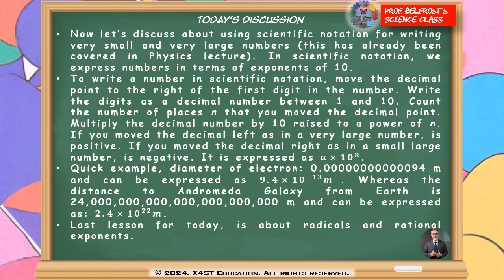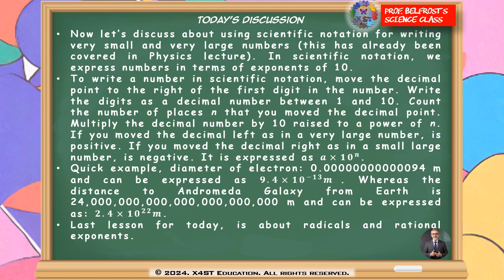The rule is that if you move the decimal left, as in a very large number, the exponent is positive. But if you move the decimal right, as in a very small number, it is negative. And the scientific notation is expressed as a times 10 to the n.